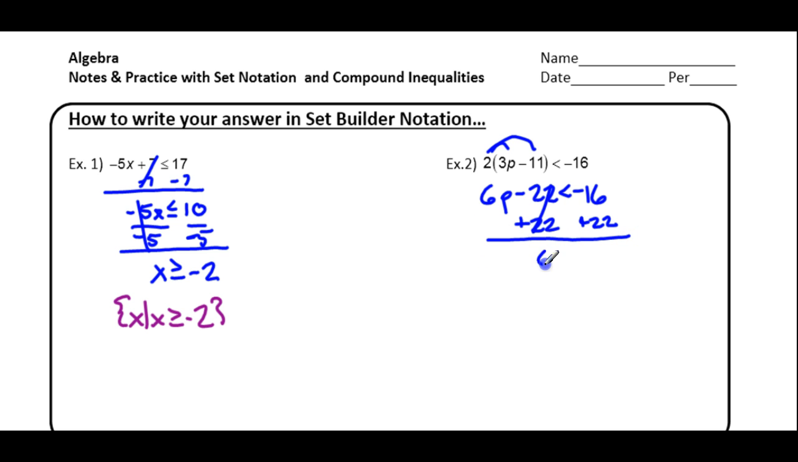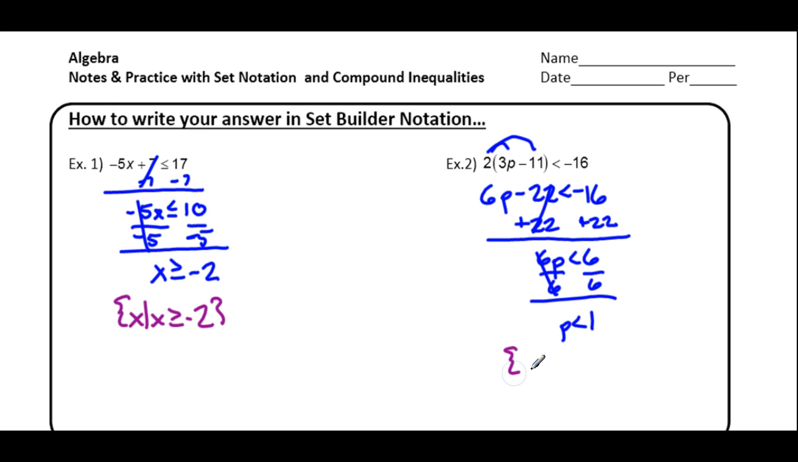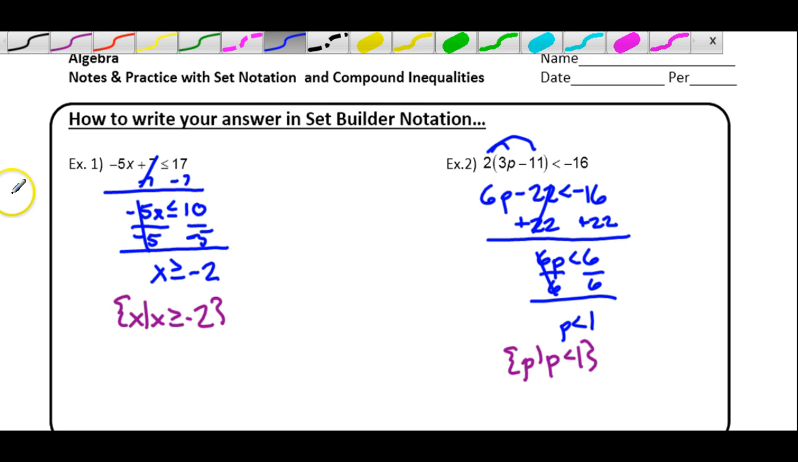The 22's are gone, bring down your 6p. Bring down your less than sign, negative 16 plus 22 is positive 6. Then we're going to divide by 6 because that's the opposite of timesing it by 6 with the p. P is less than 1. Now to put that in set builder notation, we do our braces for our set. So our answer is a set of p's such that p is less than 1. And that is all there is to the set builder notation.